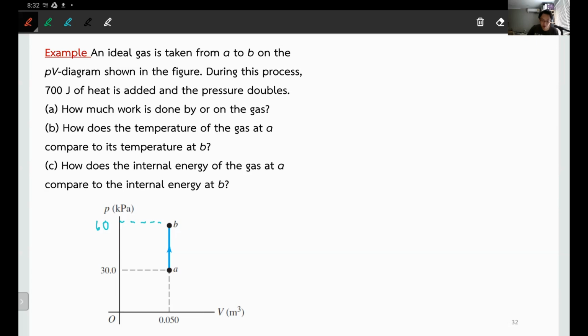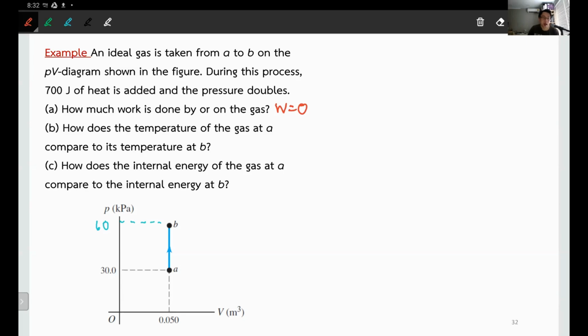So first of all, this is an easy one. Remember, the work can be seen from the area under the curve in a PV diagram. In this case, there's no area under the curve. It's a vertical line process, so the area is zero. So the work done is also zero. There's no work done by or on the gas, no matter what.